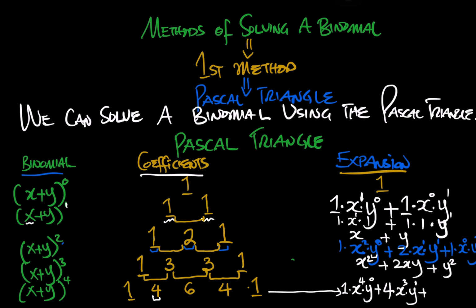Plus the next coefficient is 6. So it's going to be 6 multiplied by x squared. It reduces, and then the y goes to 2. Plus the next one is also 4. So we're going to have 4, x is going to reduce to 1, and then y goes to 3. Plus the last one, which is 1 multiplied by x to the power 0, and then y to the power of 4, like that.